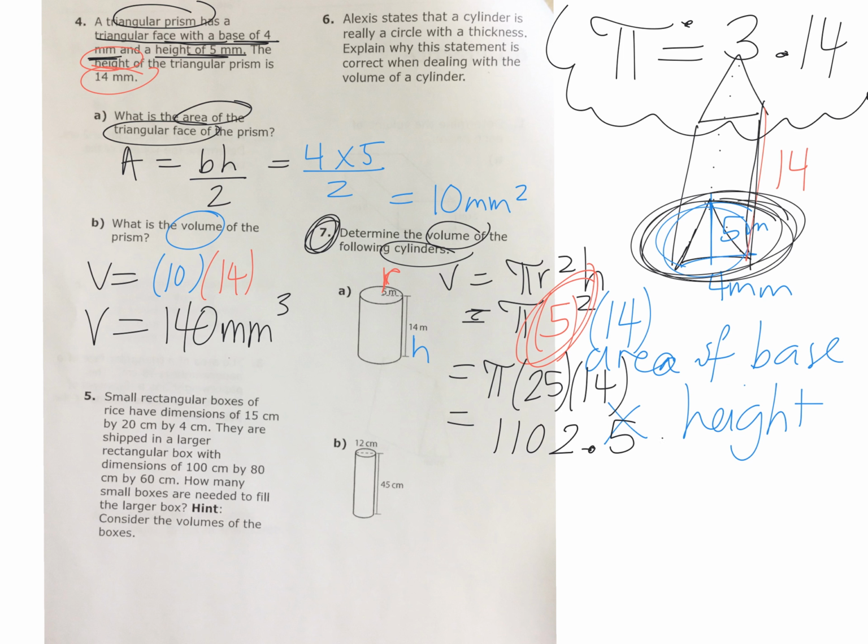1,102.5 is what I got, centimeters cubed. Okay, I made a mistake, sorry. It's 1,099? Yes. 1,099 centimeters cubed, sorry.